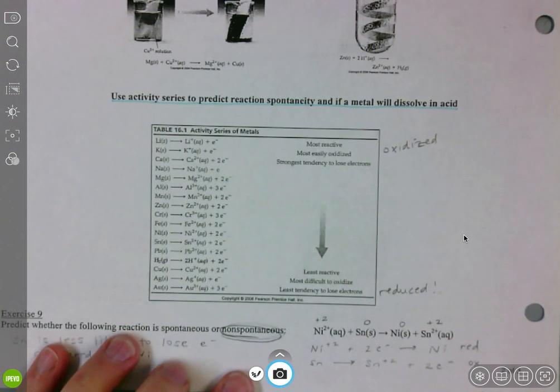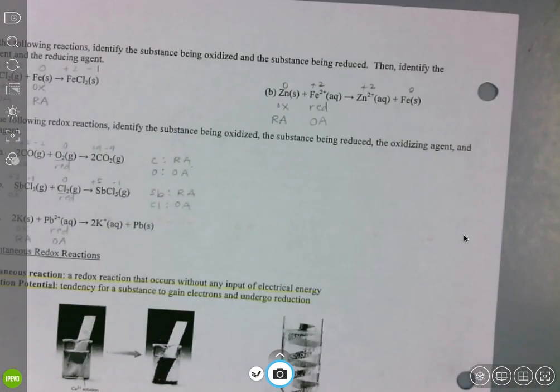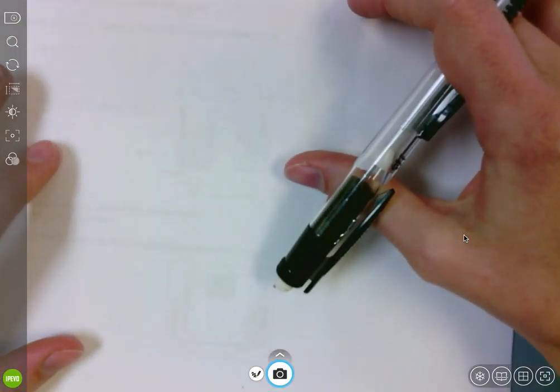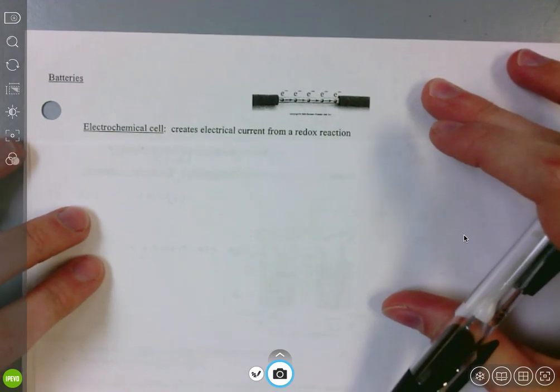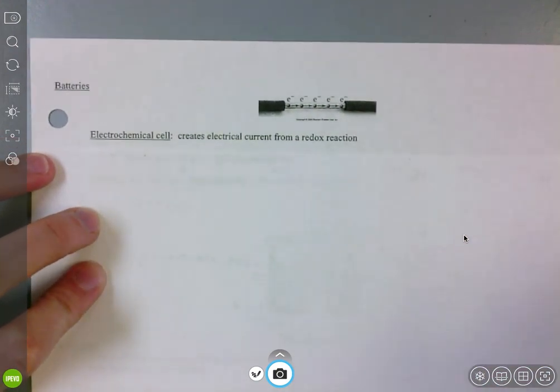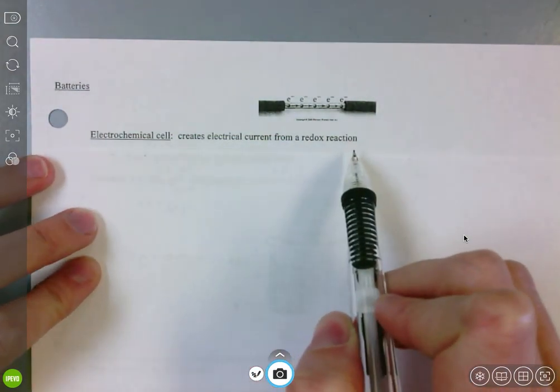So it's non-spontaneous. It's not going to occur unless we make it. And then we will talk about that here with spontaneous and non-spontaneous reactions. So we're going to talk a little bit about batteries. So batteries are an electrochemical cell, and they create an electrical current from a redox reaction.